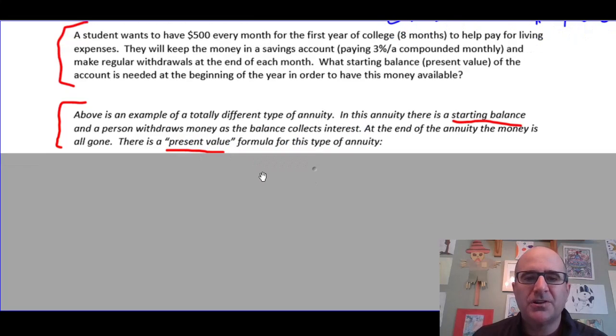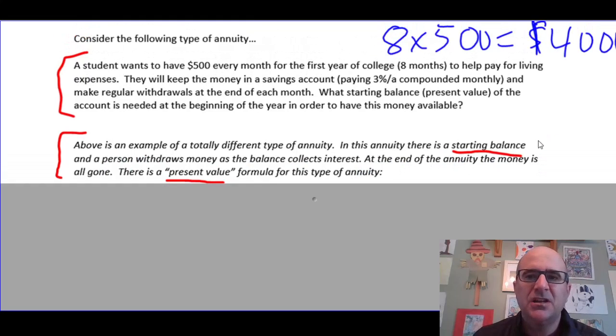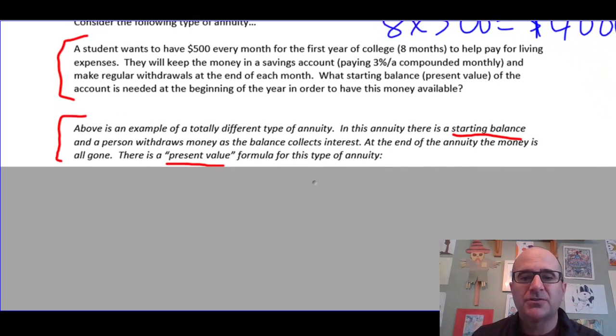A person withdraws money as the balance collects interest. At the end of the annuity, the money is all gone. So in another way you could say the future value of this annuity is equal to 0 because the money would all be gone. So again, imagine putting some money into a bank account, a little less than $4,000, pulling $500 out every single month, and then your last month of school is the last $500. What is the amount that needs to go in there to give you that $500 every month?